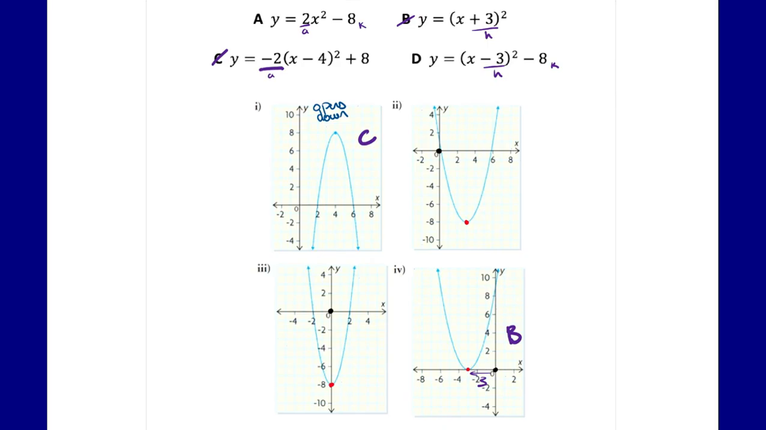D has an H value, so that means there is going to be a shift left or right. The only one that is shifted left or right is number 2. That means D has to be number 2, and that leaves A with number 3.